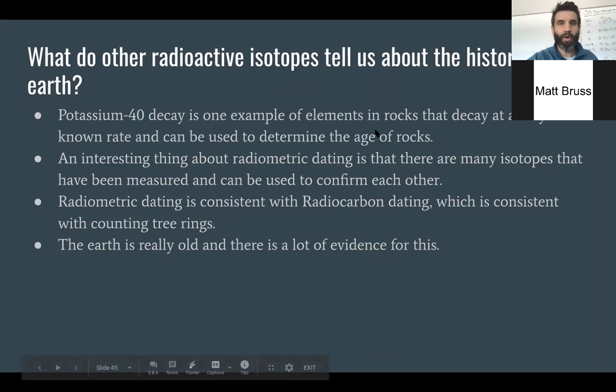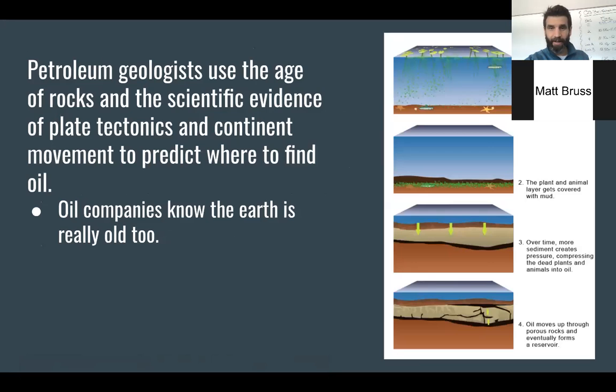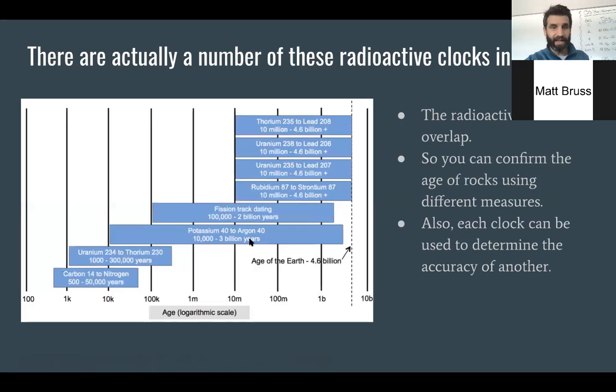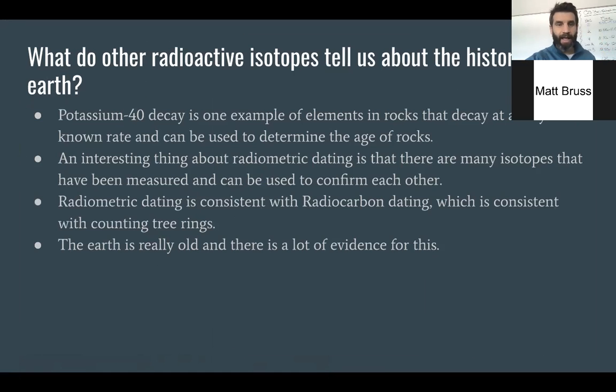So what do other radioactive isotopes tell us about the history of the Earth? Well, potassium-40 decay is one example of elements in rocks that decay at a very well-known rate and can be used to determine the age of rocks. An interesting thing about radiometric dating is that there are many isotopes that have been measured and can be used to confirm each other. These different isotope pairs each confirm each other. And radiometric dating is consistent with radiocarbon dating, which is consistent with counting tree rings. This is how we know the Earth is really old, and there's a lot of evidence for this.